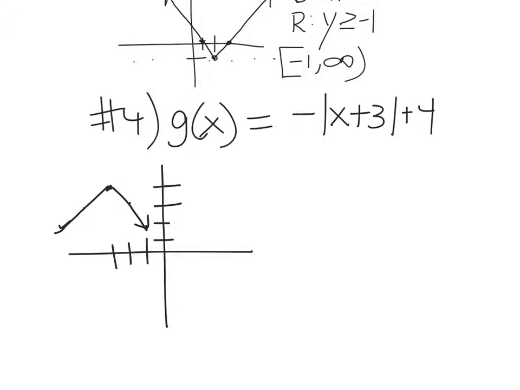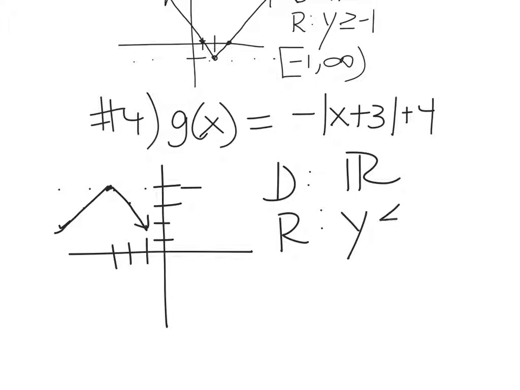So, all right, domain and range. Domain, once again, is all real numbers. And this time the range has a maximum, and it goes lower than that, so y would be less than or equal to 4. If you were going to write that in interval notation, it would look like this: negative infinity to 4. Interval notation is always smallest to biggest. So if you wrote 4 to negative infinity, that makes no sense.